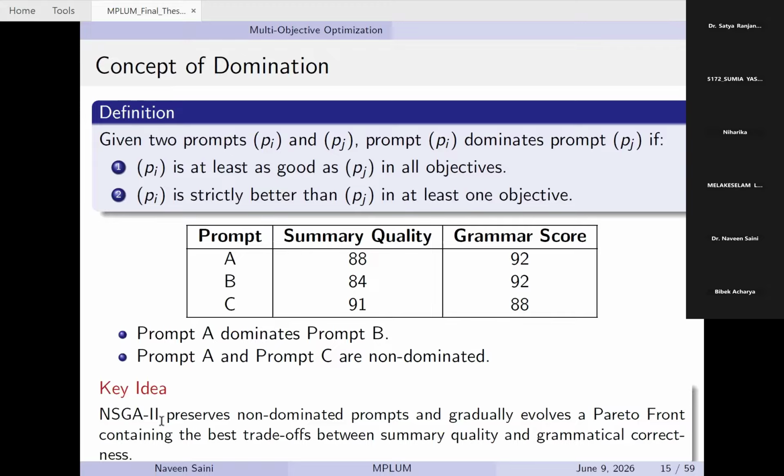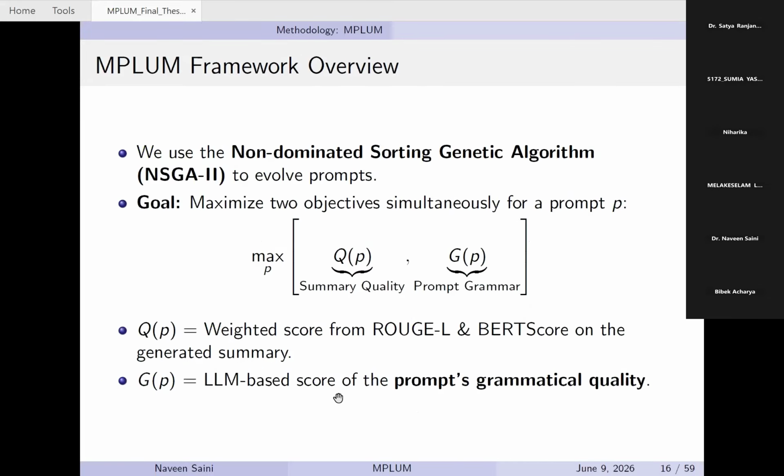So it is multi-objective in nature. Now in our Emplum framework, we use the non-dominated sorting genetic algorithm to evolve the prompts. We are optimizing two objectives simultaneously for a prompt P. First one is the summary quality, and the second is the prompt grammar.